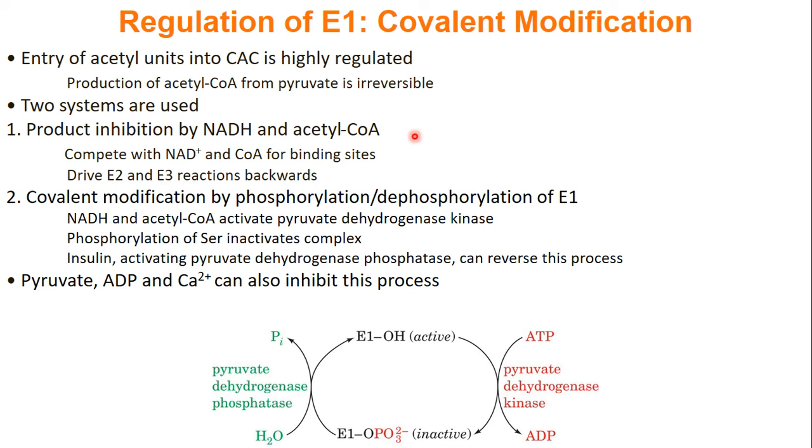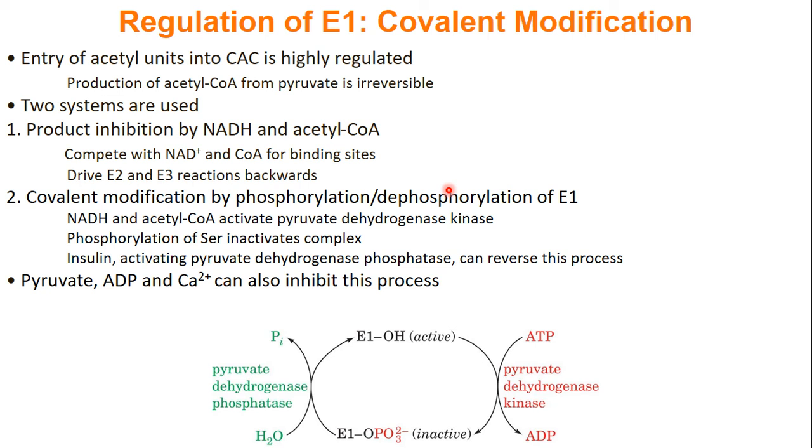First is product inhibition. NADH and acetyl-CoA will compete for binding where NAD plus and coenzyme A bind. So our products will try to outcompete our reactants. And when they bind, they actually drive the reaction backwards. E2 and E3 will run backwards now, and we'll get NAD plus and coenzyme A from that.